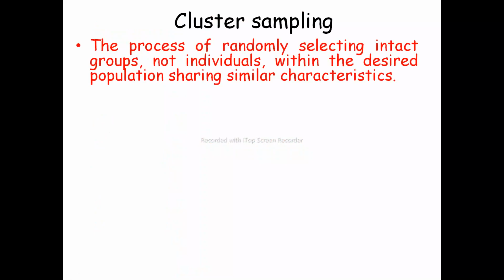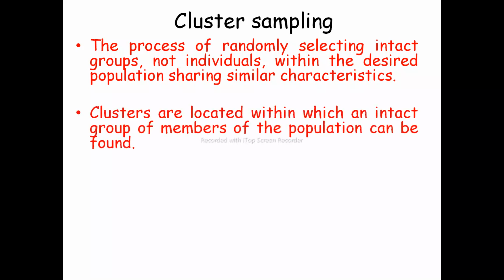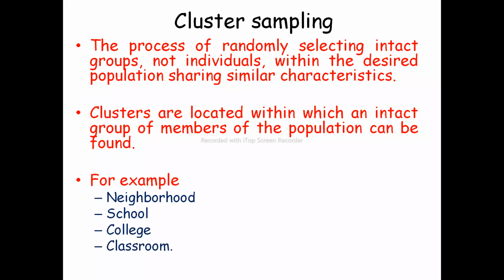So let us check out a few notes. You can write out these notes also. Cluster sampling is the process of randomly selecting intact groups, not individuals, within the desired population sharing similar characteristics. Clusters are locations within which an intact group of members of the population can be found. For example, neighborhood, school, college or classroom.